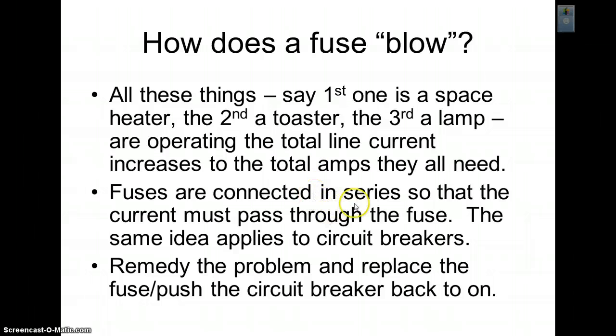The fuses are connected in series though, so the current must pass through the fuse. And what you're going to have to do is probably turn one of those off, replace the fuse, or push and pull. You used to have to actually take the fuse out and put it back in. Now you can just turn it off and turn it back on. But you should probably correct the problem. There's an issue when you have a fuse blown. One of the things should get turned off. And that's it. You should be able to do the rest of the problems in the packet.